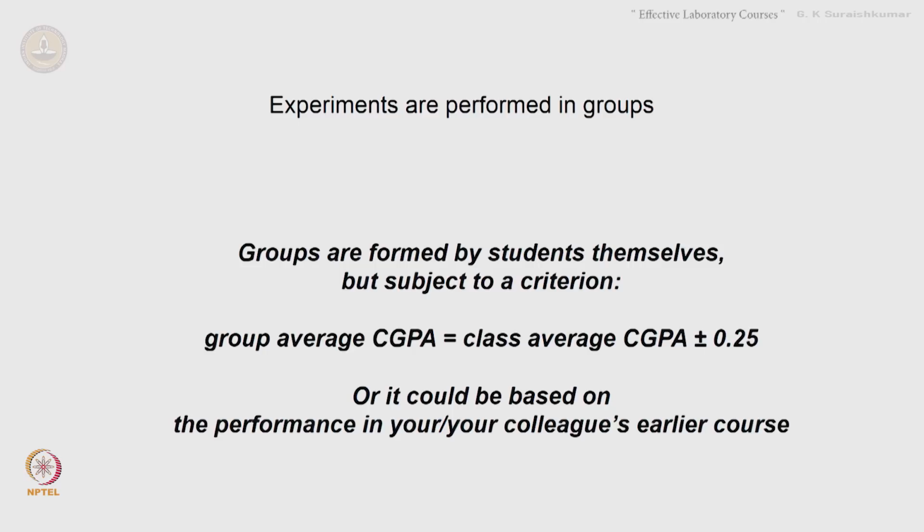Now, very early days, I have been doing this from 1999 onwards. Those days the CGPA was not considered highly personal information. So, students used to give it out, or you could always get that information from the office, and then you could ask students to form groups such that the group average CGPA is the class average CGPA plus or minus 0.25. Okay. This ensures that each group's average level is pretty much the same.